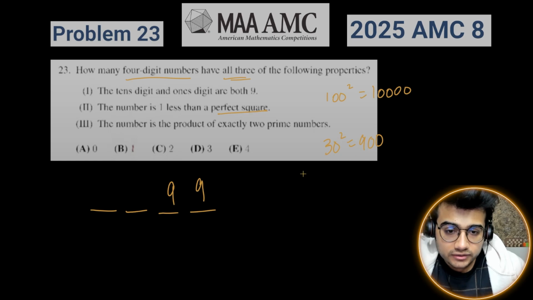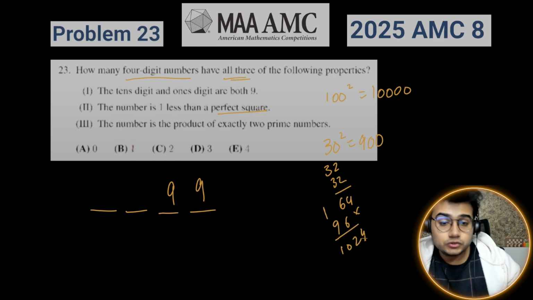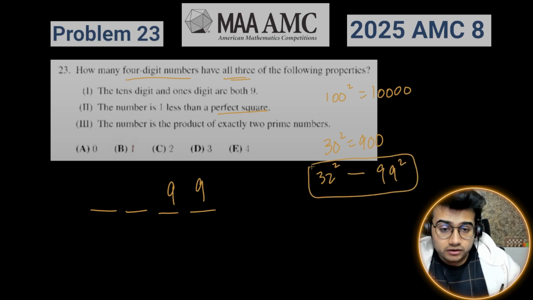Let's see. 31 squared, I think that will not work. So this is 31 times 31, 1, 3, and then 9, 3. So that's 961. But 32 squared, I think, will work. So 32 squared will be 32 times 32. So 64, and then 6, 96. So 4, 2, 1024. So 32 squared is 1024. That means all the way from 32 squared to 99 squared are the squares that are in 4 digits.